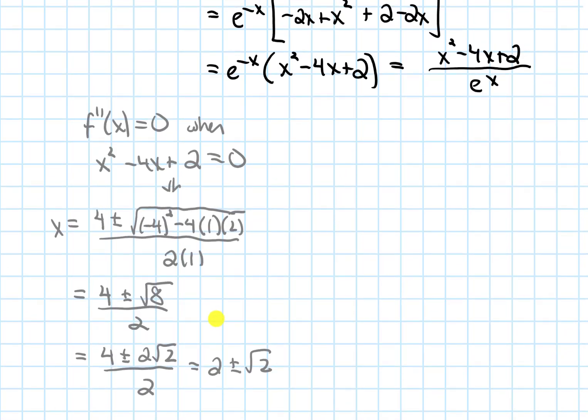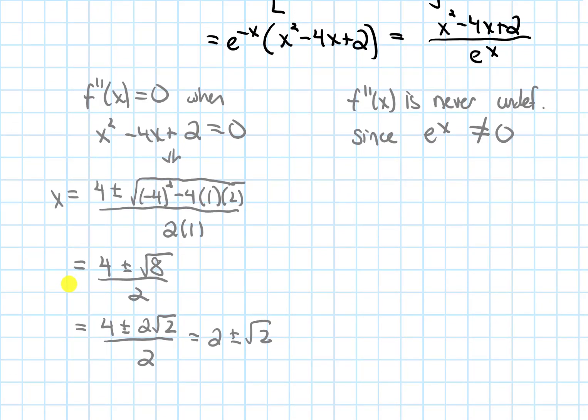When is this undefined? Well, our second derivative is never undefined, because that denominator is never 0, since e to the x is never equal to 0. So one of the things that I'm going to need to do with my sign chart is figure out when x squared minus 4x plus 2 is positive and when it is negative. And because my tick mark points are not as nice this time, I have these roots, it helps to visualize this function.